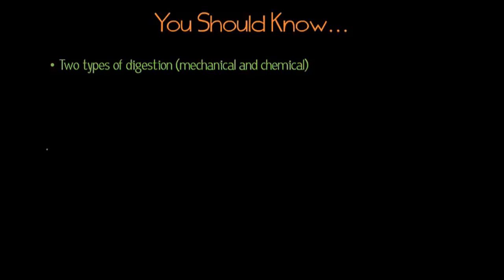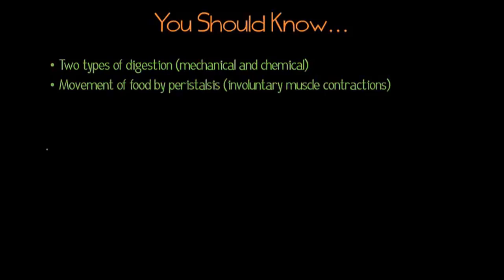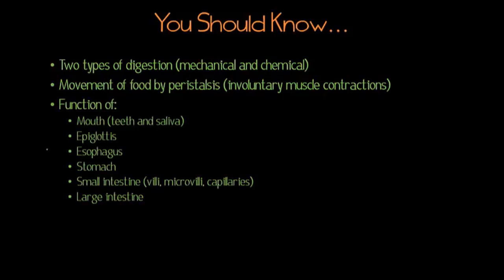Okay, that's it for this lesson. Be sure that you know the 2 types of digestion, mechanical and chemical, what peristalsis is and how it moves food through the digestive tract, and you need to know the function of the mouth, the esophagus, I forgot the epiglottis, know what the epiglottis is, the stomach, the small intestine, including the villi, the microvilli, and the capillaries, and the large intestine. If you have any questions, please ask.